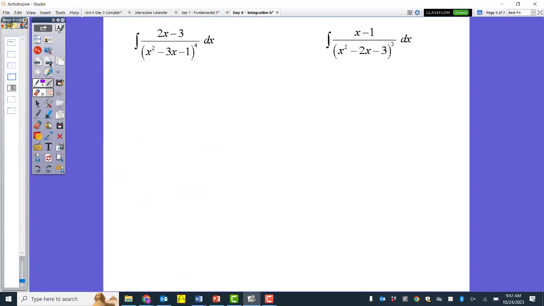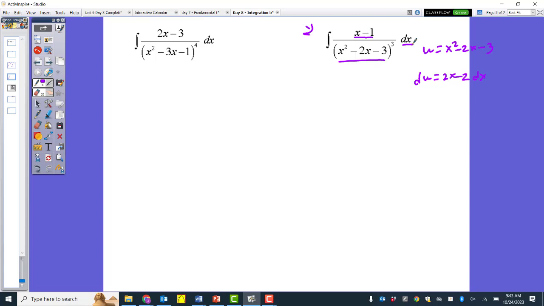We can also see more complex versions of this. I'm actually going to look at this one right here. Remember, we want our u to be something that's inside a function we can integrate. Well, here we have x squared minus 2x minus 3 to the 3rd. That's something we can integrate. So u is x squared minus 2x minus 3. That means du would be 2x minus 2 dx. Well, we have x minus 1 dx.